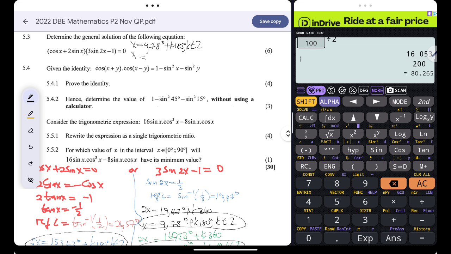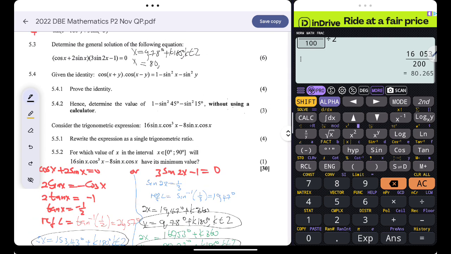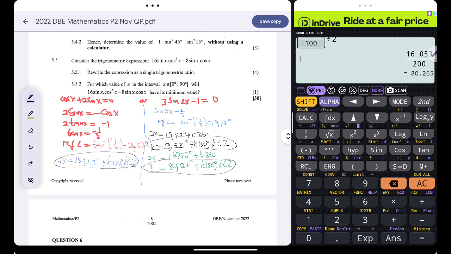x is equal to 80.27 plus k 180. And then the third one, x is equal to 153.43 plus k 180, where k is an integer. Okay, that's how you find the general solution, guys.